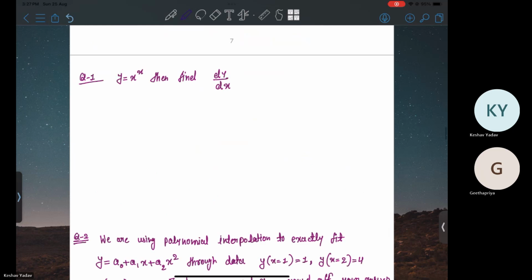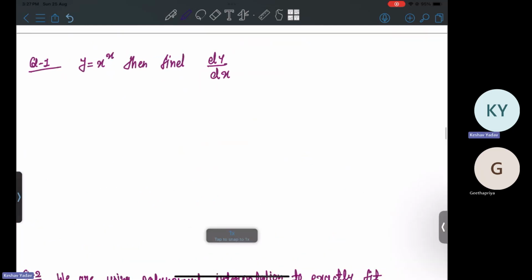So this is the first problem that we have. Please try to solve this problem and if possible, post the answer in the chat box. Suppose we have a function y equal to x to the power x, and we want to find its first order derivative, that is dy by dx. You try to solve, I will also solve here. If you have solved, please post the answer in the chat box.